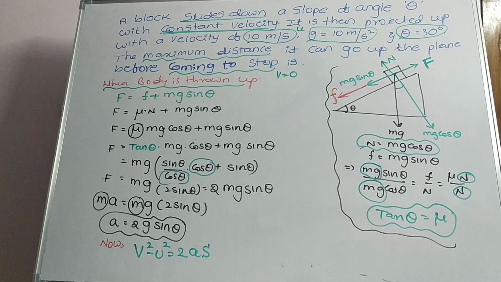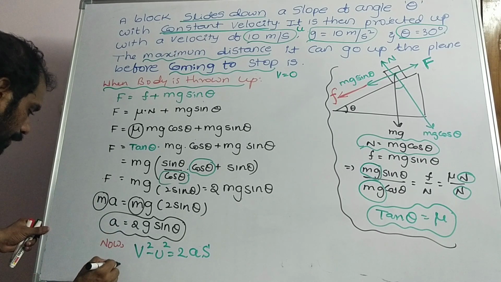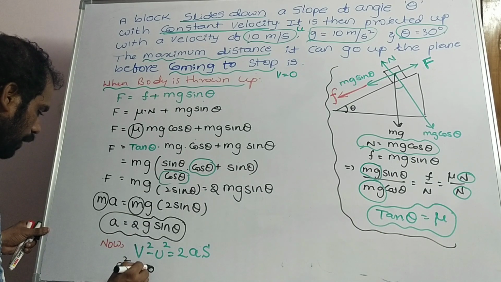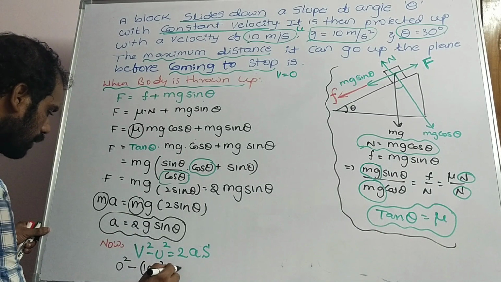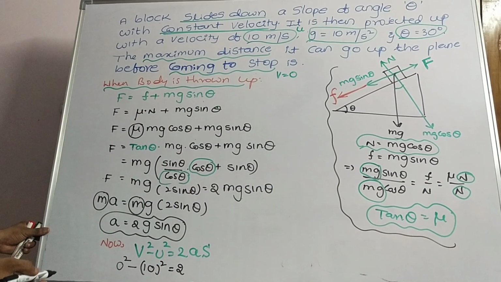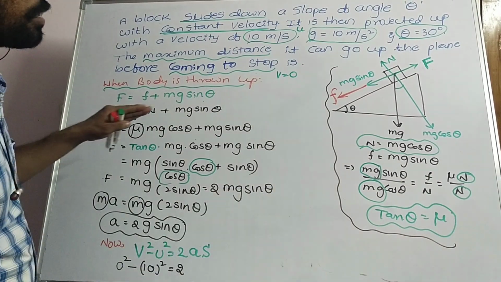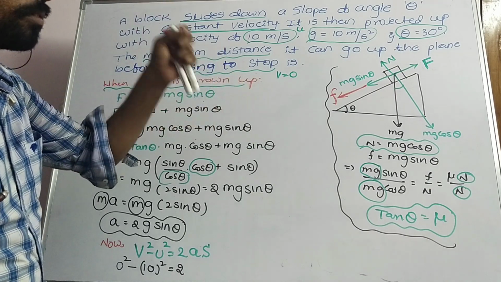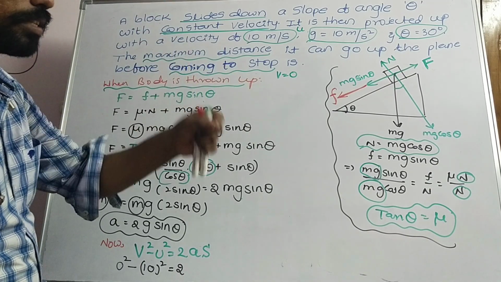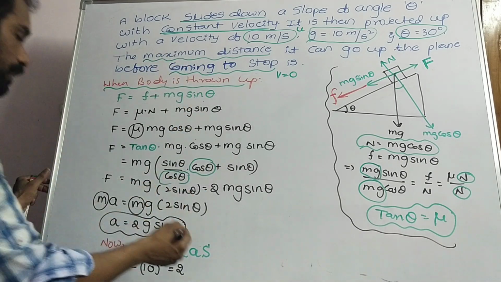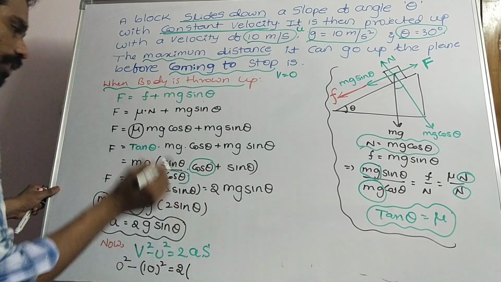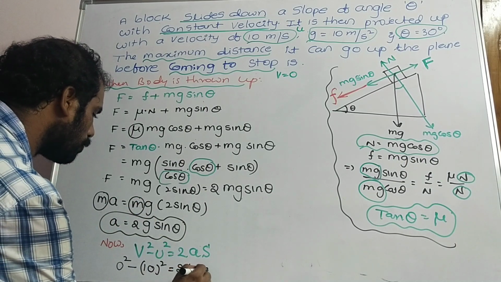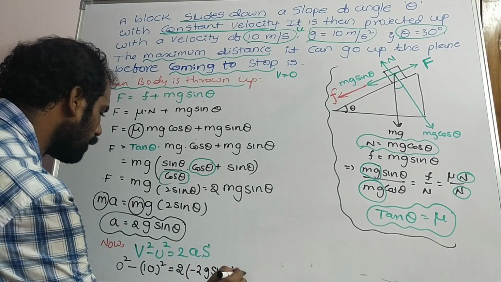Now 0 square minus, instead of u we write 10 square, is equal to 2 into a, where a will be the deceleration, as the body is moving up and comes to rest. Due to the frictional force, velocity gradually decreases and becomes 0. That's why acceleration will be negative, so called deceleration, and a can be written as minus 2g sin theta into s.